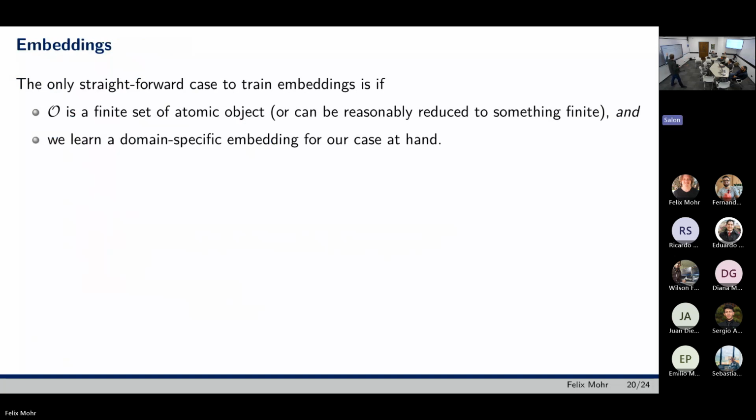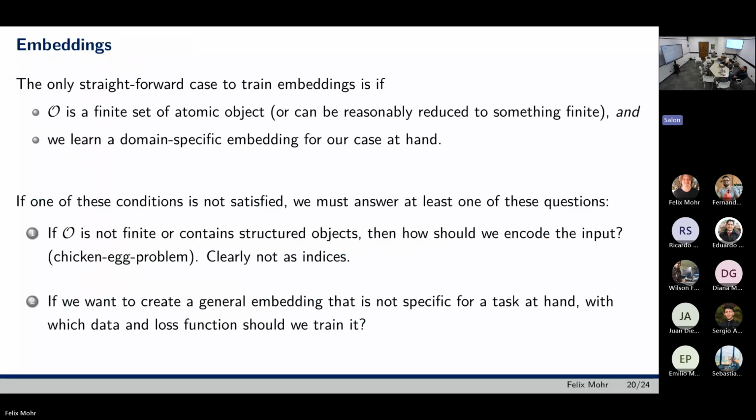But if one of these cases is not met, then you can do this. If I don't have the first one satisfied, then I cannot use the PyTorch embedding layer, because the PyTorch embedding layer needs this thing. And if I cannot use the PyTorch embedding layer, then how do I create this mapping between an object and a vector representation? How do I do this?